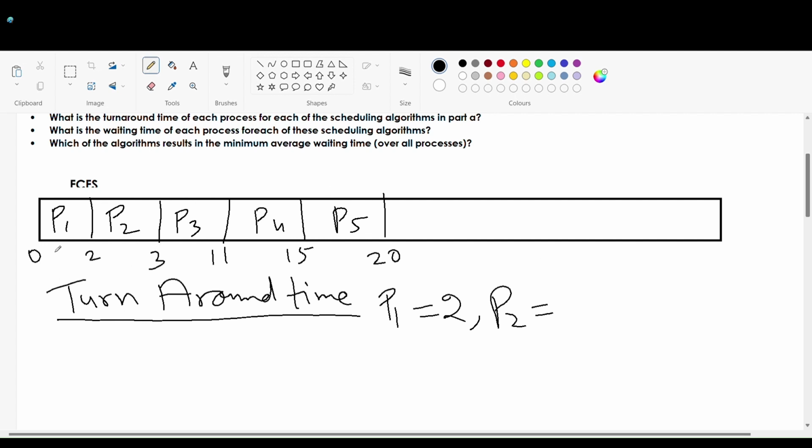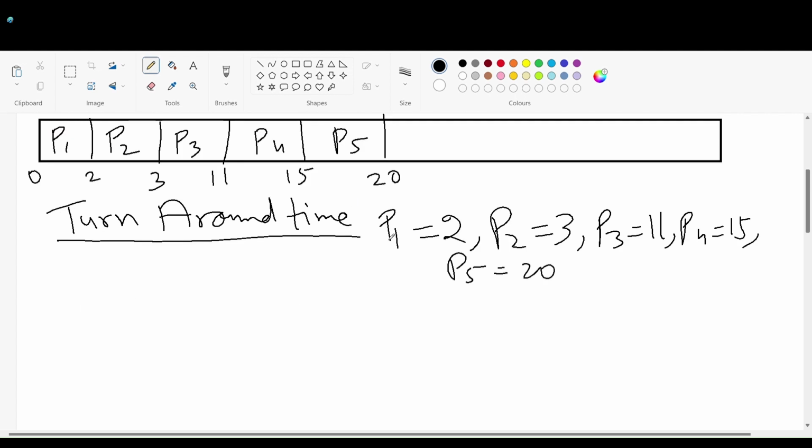3, because 3 minus 0, because arrival time is 0 for all the processes, right? So P2 is 3, P3 is 11, P4 is 15, and P5 is 20. Okay, so these are the total turnaround times. Okay, what is the waiting time? So we can calculate the waiting time as well.